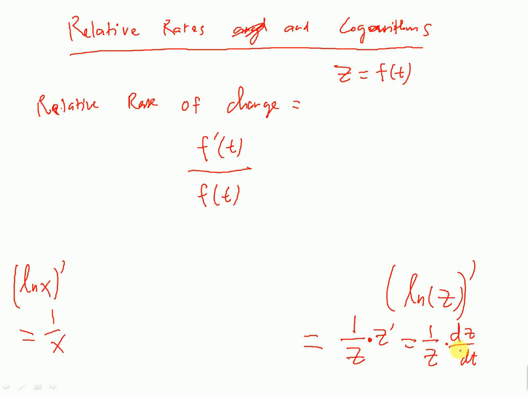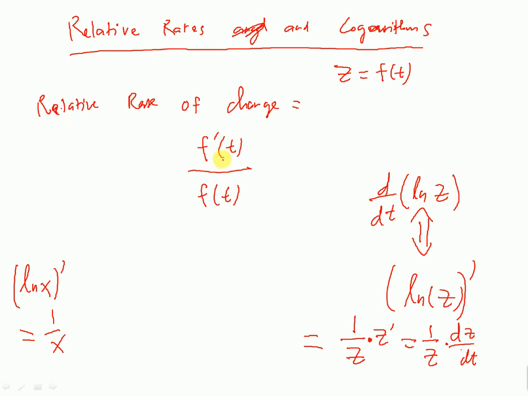Okay? So we can write that the ln of z prime. If you take the z prime, it's the same thing as taking d over dt of this whole thing. They are equivalent, right? The prime means taking the first derivative with respect to t, because your original function is in terms of t.